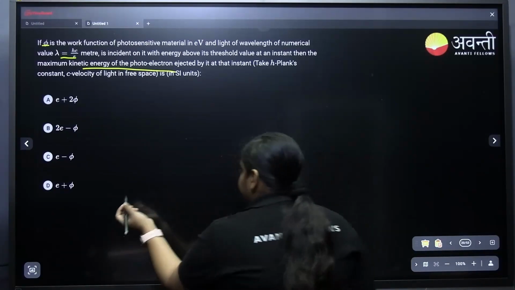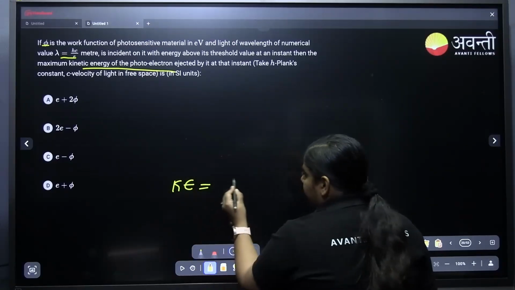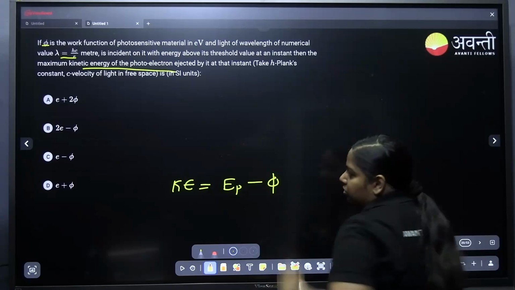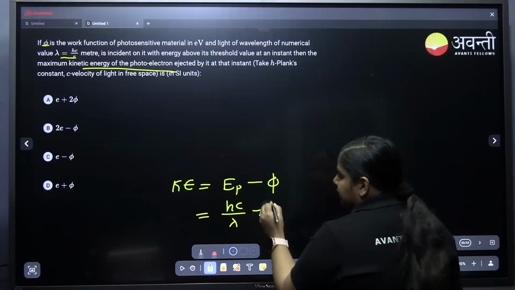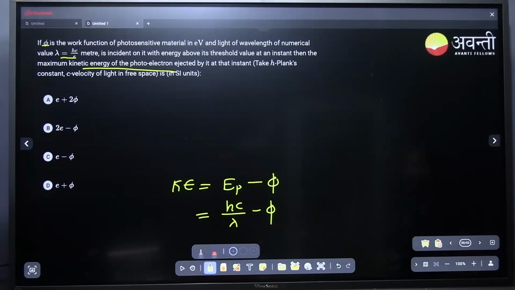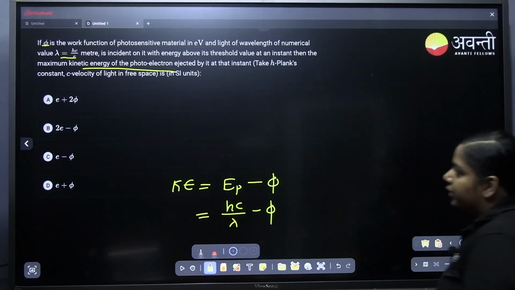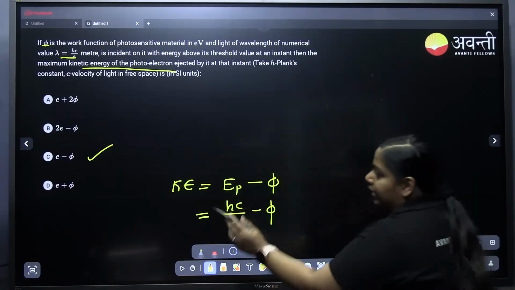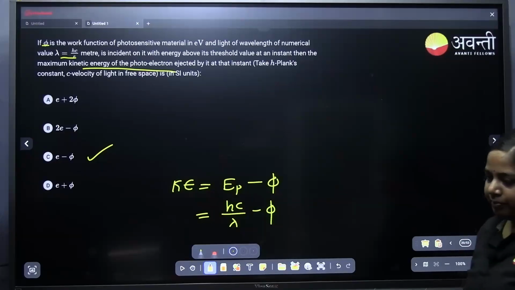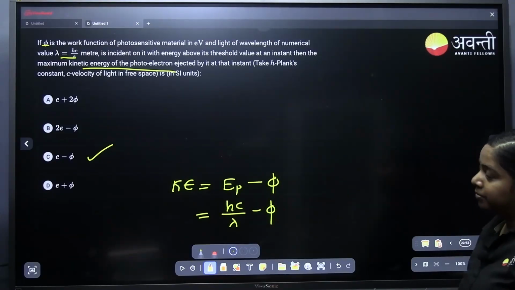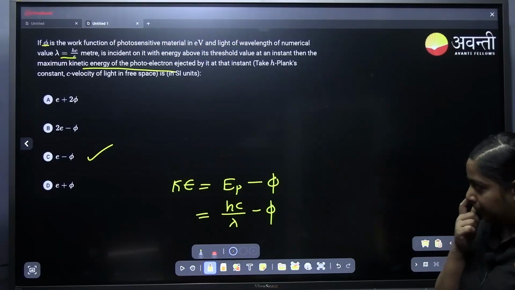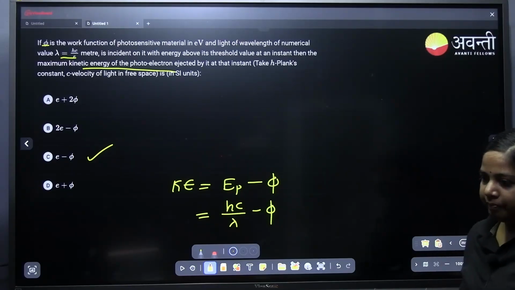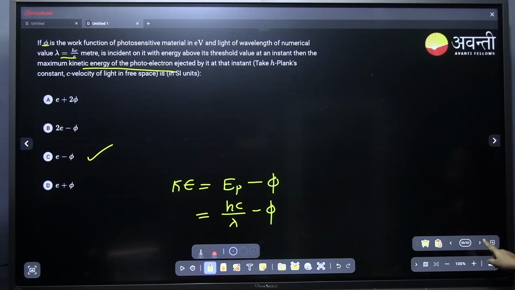So kinetic energy of electron is equal to energy of photon minus phi. Energy of photon, since lambda is given, we can use hc by lambda minus phi. Substituting the value of lambda, kinetic energy is equal to E minus phi. Is that clear? Guys, do you have any doubt? No, ma'am. Okay, moving on.